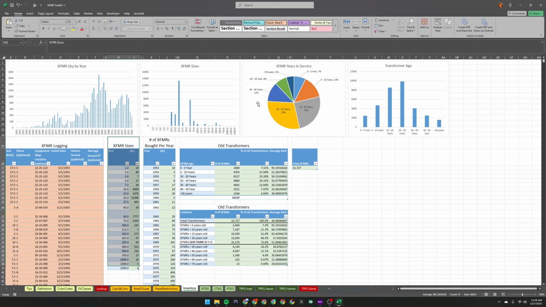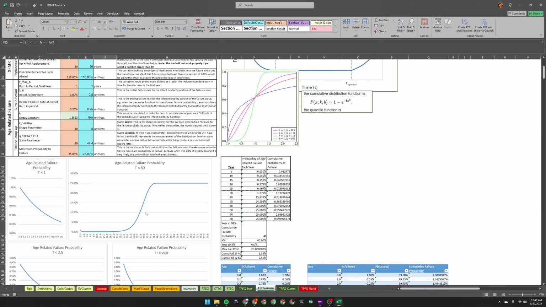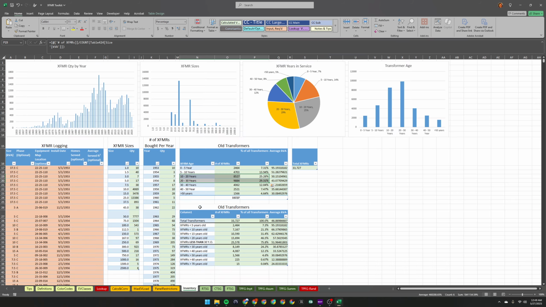So that's there. Also have a pie chart, transformer years in service. This was interesting, just to group up, what percentage of transformers are between this age. For this particular service territory, looks like a large percentage of them were 10 to 20 years or 20 to 30 years. That'll also help you later when we get into forecasting and developing our age-related failure probability curve. To better understand your inventory and what it actually looks like in the field will be helpful for that.